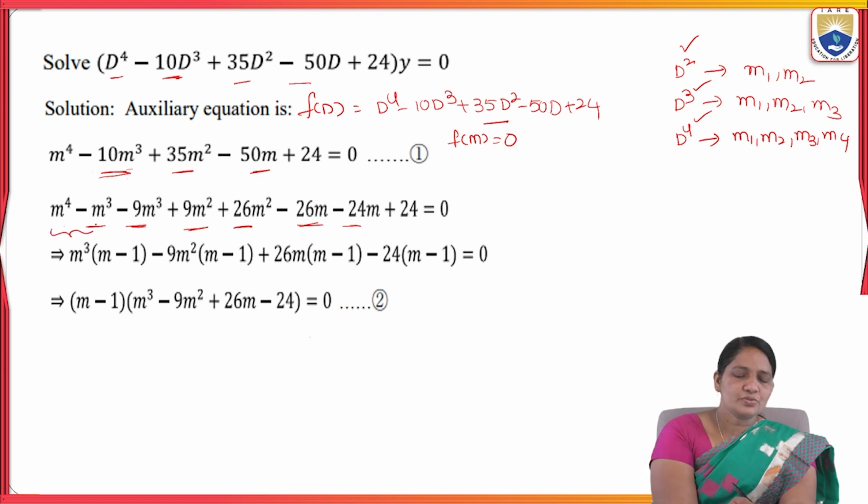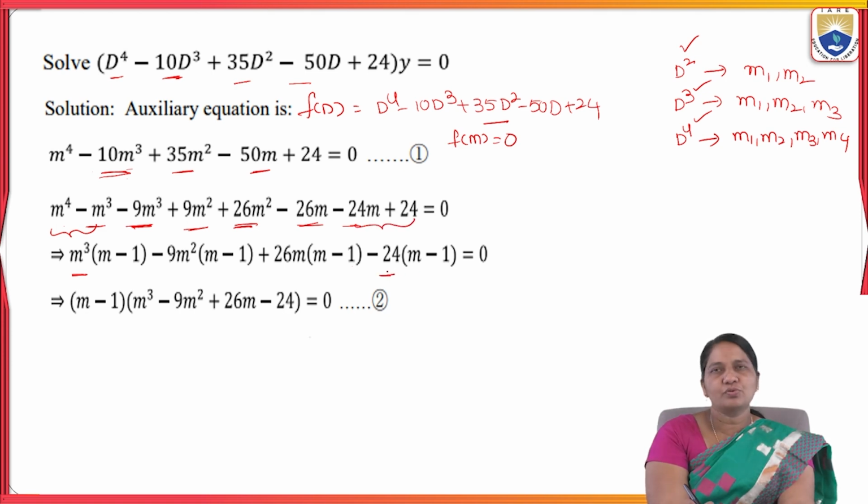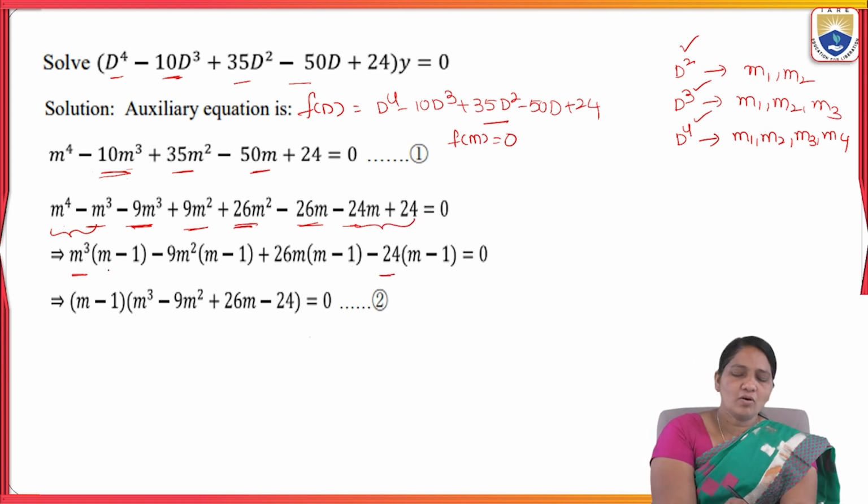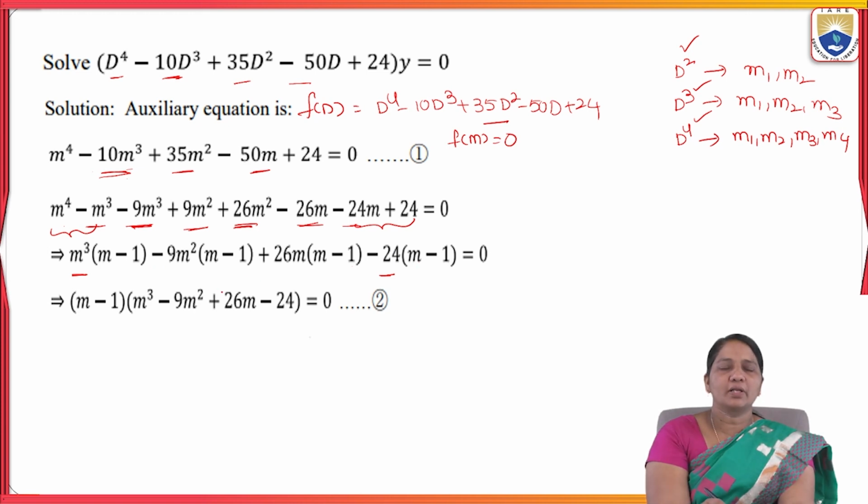Now from these two I can take the common m cube, so m minus 1 is there. From this I can take 9m square common, so m minus 1. Here I can take the common 26m, so 26m into m minus 1. From these two, I can take the common 24, so minus 24 into m minus 1. Then all these terms have the common m minus 1. So m minus 1 into m cube minus 9m square plus 26m minus 24 equal to 0.